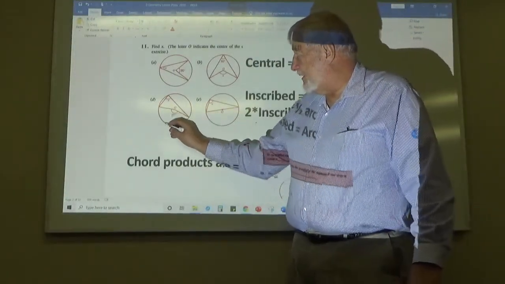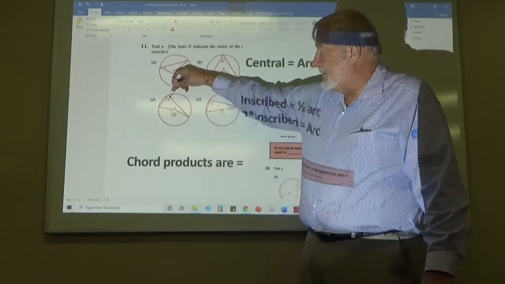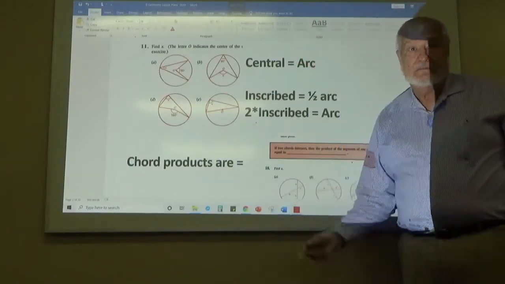Okay, so let's look at this one. From here to here is 160. And what is angle x? 80. That's simple.